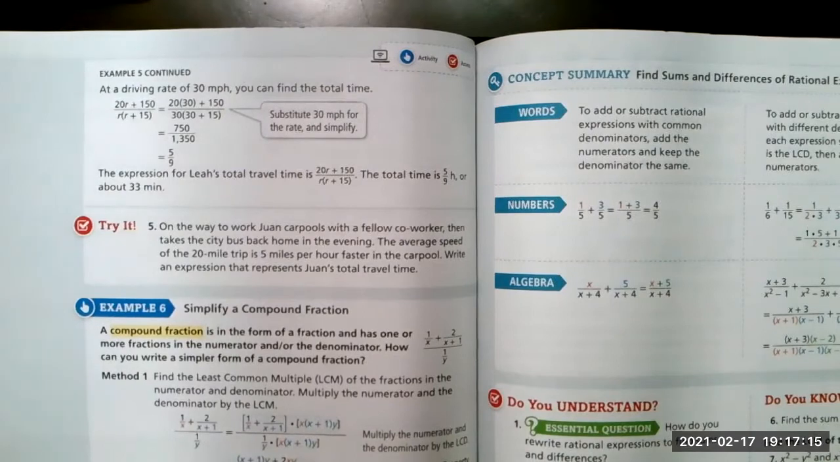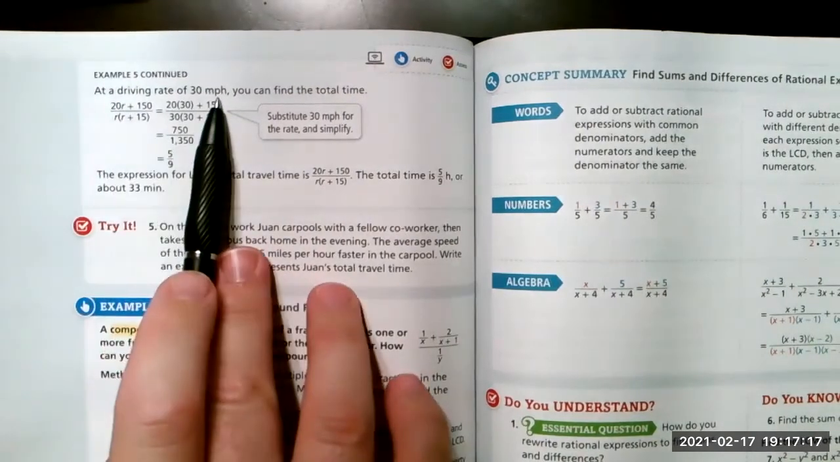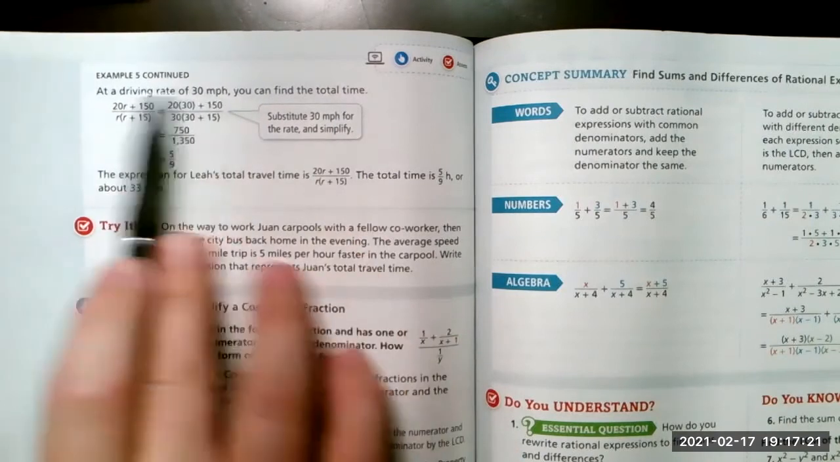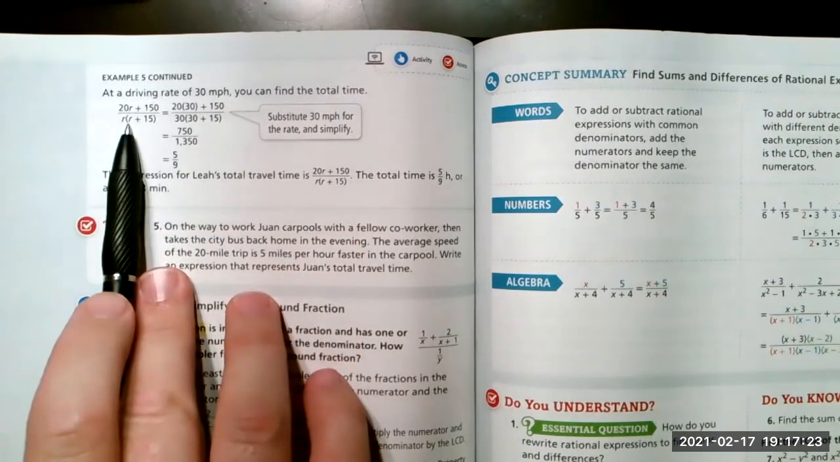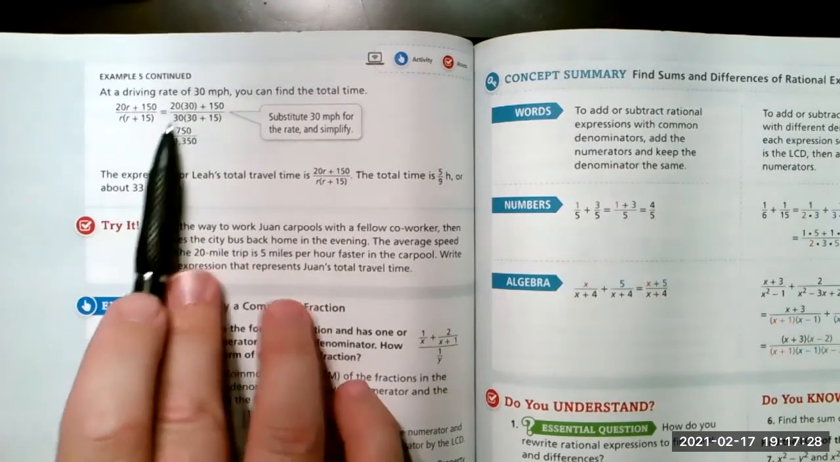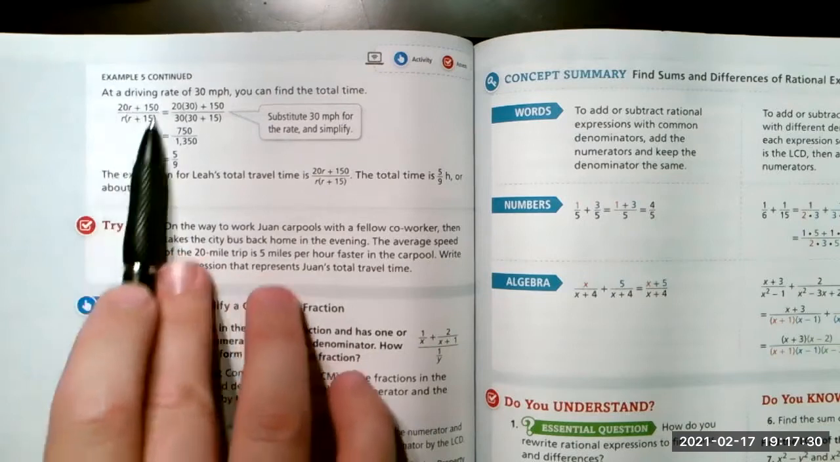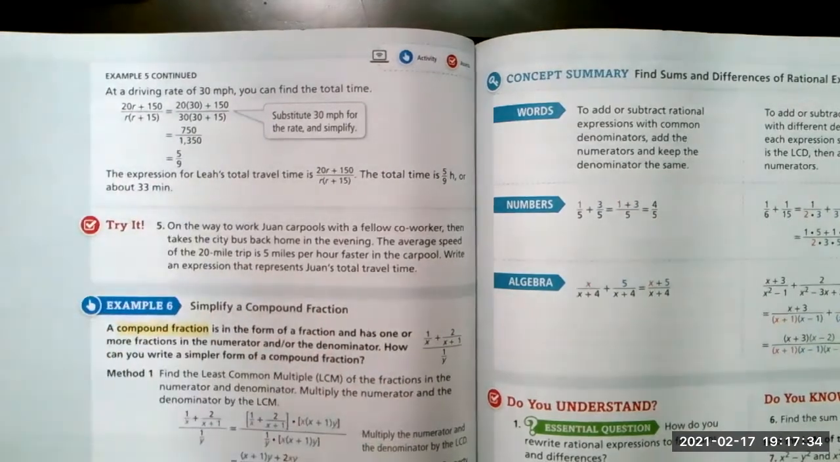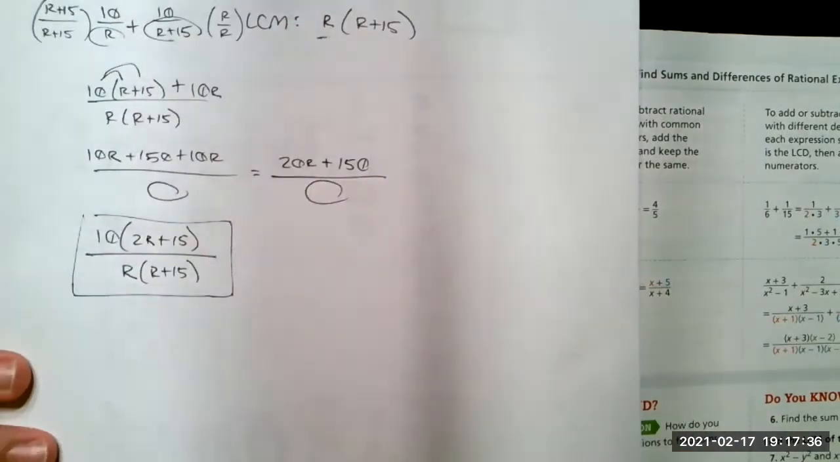So then at a driving rate of 30 miles per hour, you can find the total time. So all they're doing is taking that time equation, that time expression, and they're plugging in 30 anywhere they see an r. So you'll notice that's the expression we have. They're just plugging in a 30 and getting a number. So let's go ahead and do that as well.